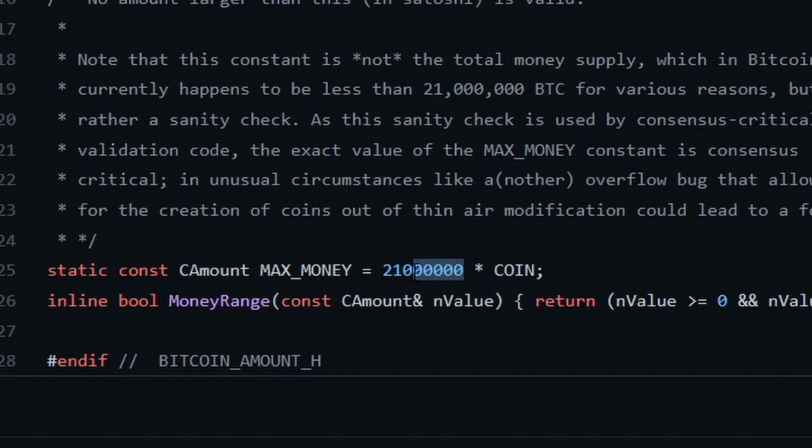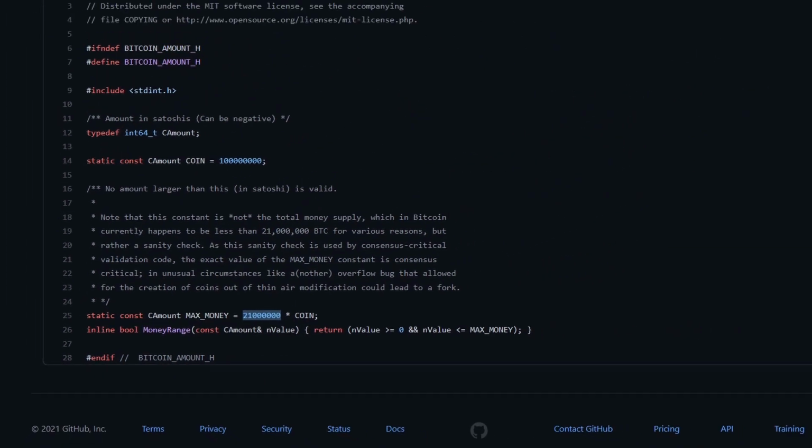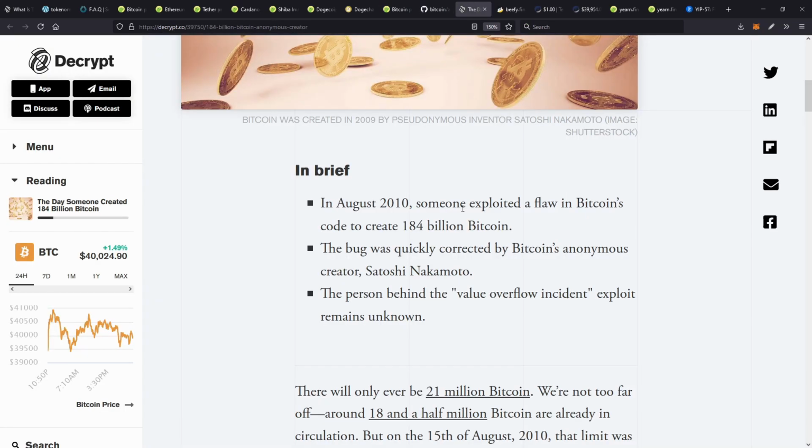And of course, this 21 million is basically irrelevant if a certain someone were to find a bug and exploit that bug and maybe print, I don't know, 184 billion Bitcoin out of thin air, which is what actually happened in 2010, where someone created 184 billion Bitcoin in 1 block, and then since it was 2010 and the network didn't have too much value, everyone agreed to roll back the chain, fix the bug in the code, and continue mining with the fix, which didn't include the block which made 184 billion BTC.